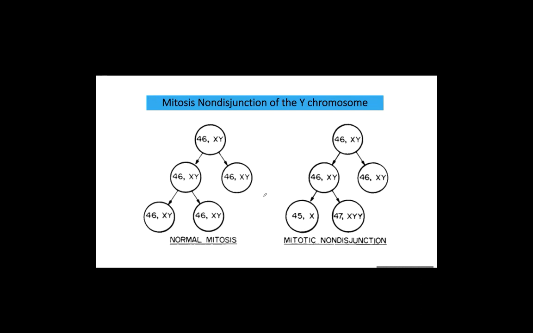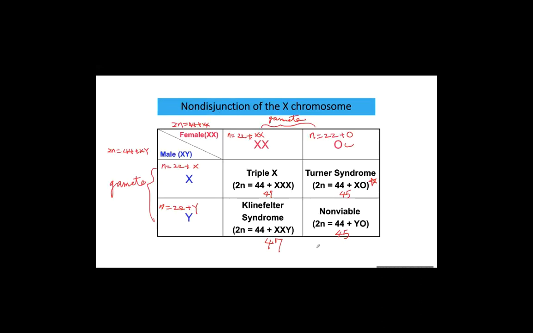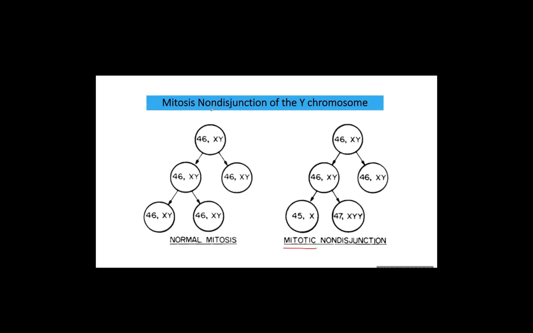So non-disjunction can occur in meiosis as well as by way of mitosis. So this is mitosis non-disjunction. So far, we saw that non-disjunction occurs on a sex chromosome. Non-disjunction can result from meiosis, but non-disjunction can also occur by way of mitosis. So this is 2N, and mitosis is supposed to give identical genetic configuration. But when this cell undergoes mitosis, maybe the spindle microtubules drag two sister chromatids to one pole together.